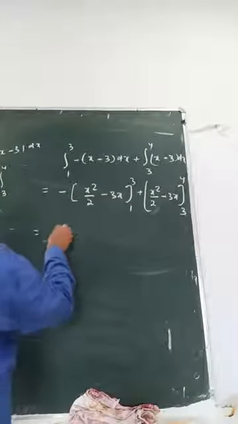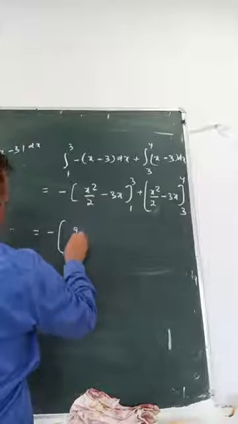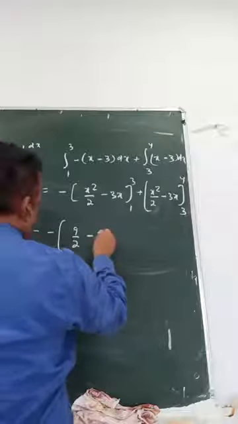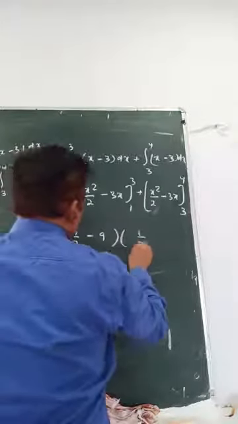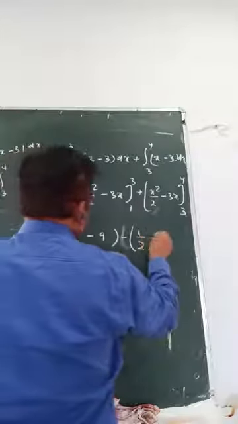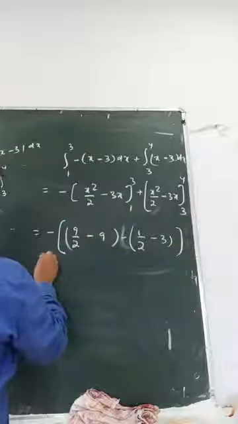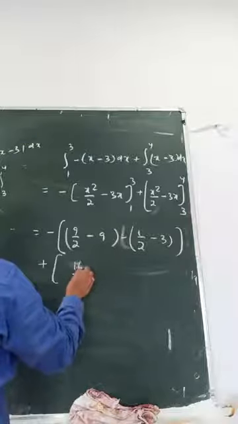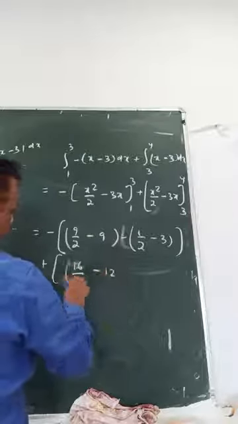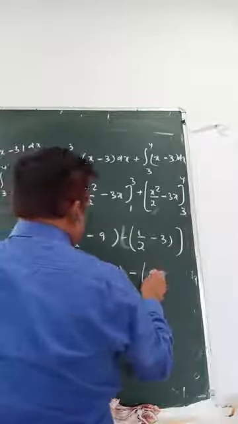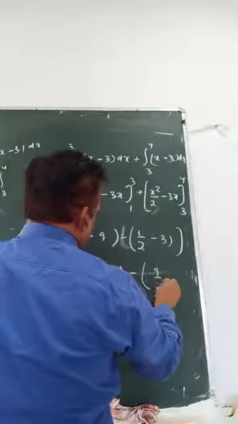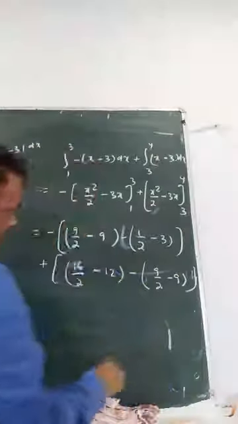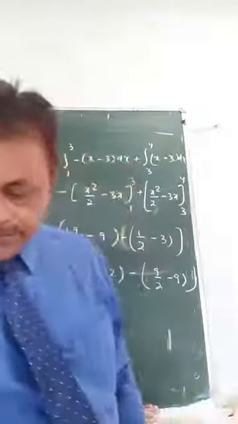So minus, it is 9 by 2 minus 9, 1 by 2 minus 3. Okay, plus 4 square by 2, 4 is 16 by 2 minus 12. I think correct. Let's see. Minus 9 by 2 minus 9. Here was the mistake, right? Okay, I think we have done a mistake here. We are doing a correction. Let's check it.